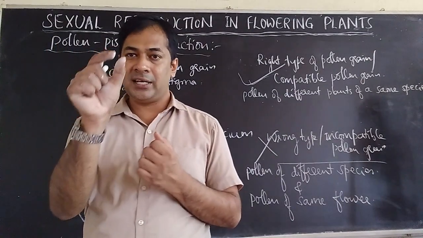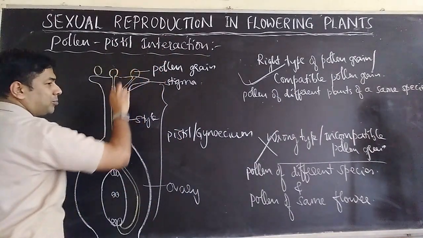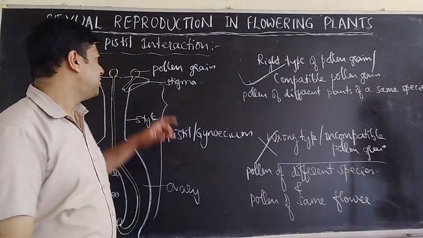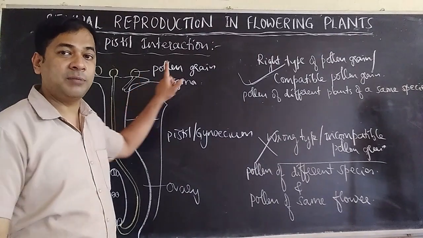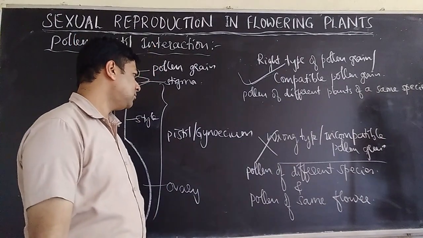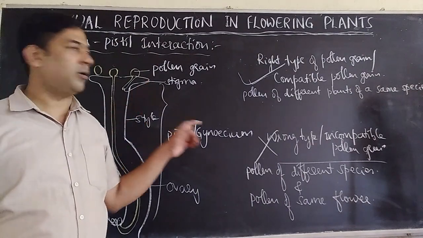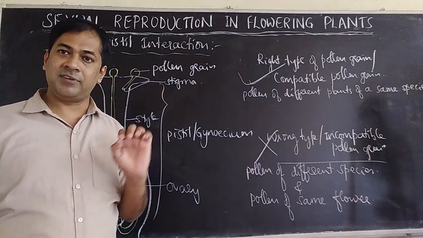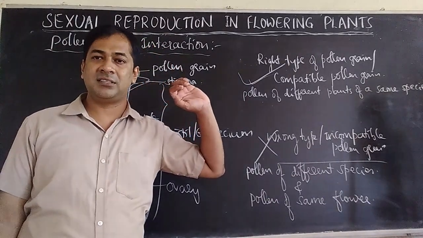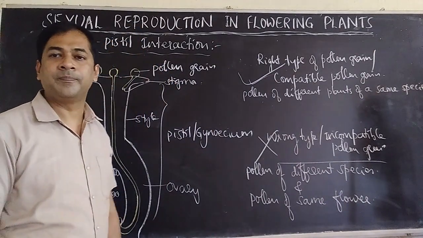The pollen grain will germinate and produce a pollen tube. If a pollen tube is produced, that means the stigma has supported the pollen grain. So the pollen grain is producing a pollen tube. If the stigma identifies that it is a wrong type of pollen grain, that is, if the stigma receives pollen grains of a different species or pollen grains of the same flower, the stigma will reject that type of pollen grain. How does it reject? Rejection means it will not support the pollen grain to produce a pollen tube.